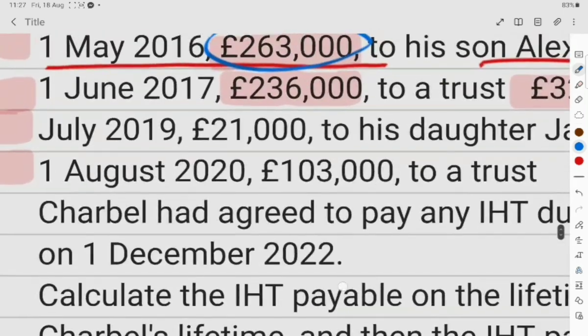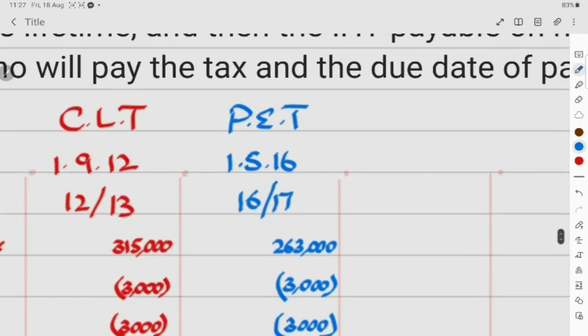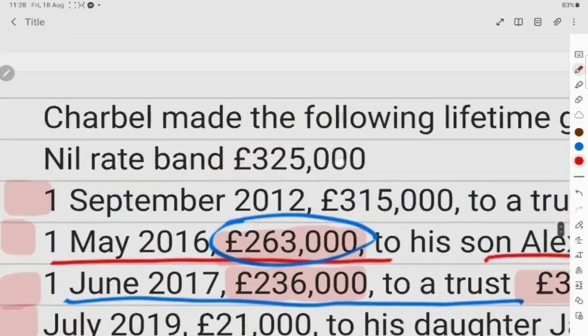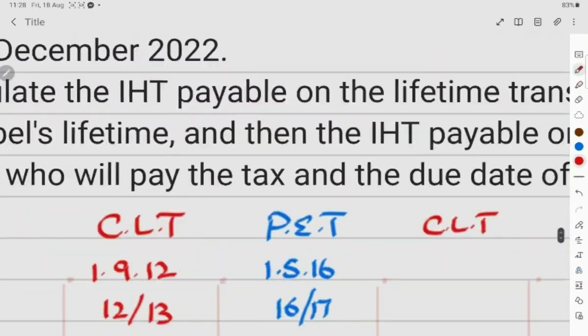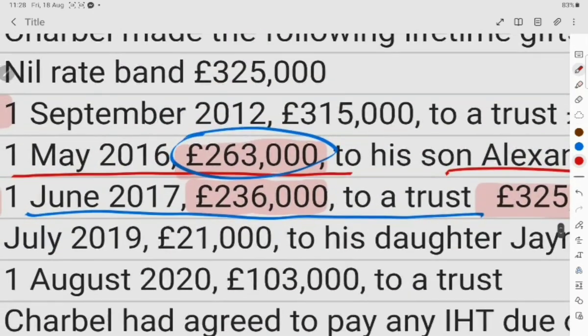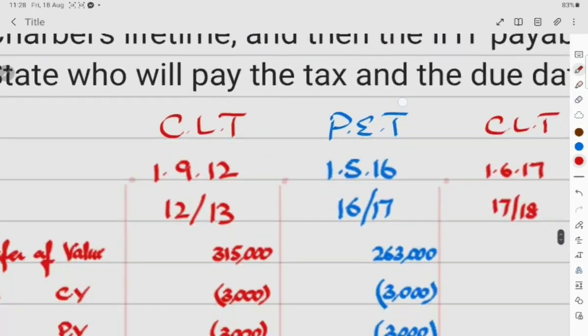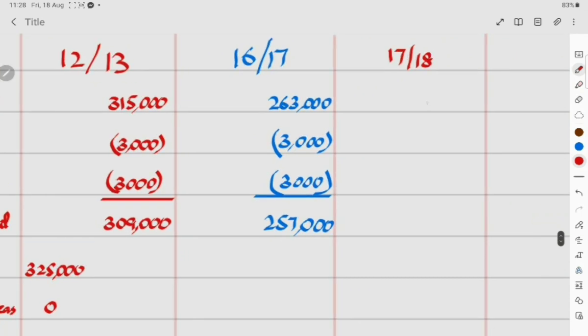The third gift is on 1st June 17 to a trust. The amount of gift is 2,36,000. As it is a gift to a trust, it is known to be a chargeable lifetime transfer. The date of gift is mentioned here, 1st June 2017. So it means the tax year is 17-18. The amount of gift is given to you as 2,36,000. So we need to mention this.